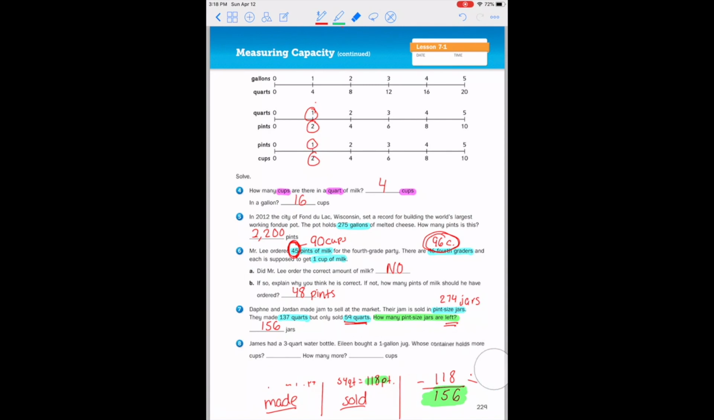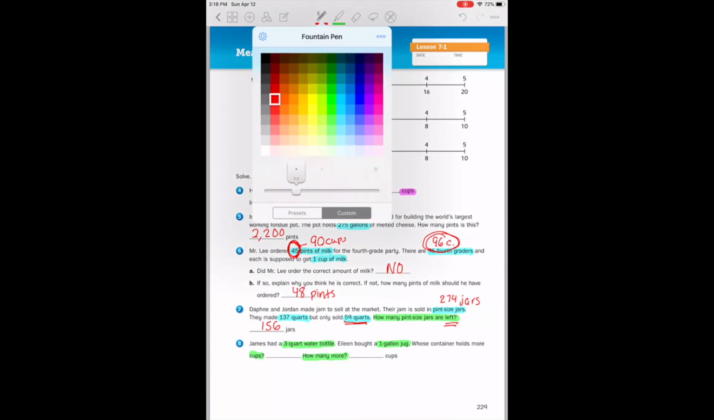Okay, I'm going to erase my work down here. We're going to do our last problem. James had a 3-quart water bottle. Eileen brought a 1-gallon jug. Whose container holds more cups? And then they're asking how many more. So, again, multi-steps. So we're going to do James first.